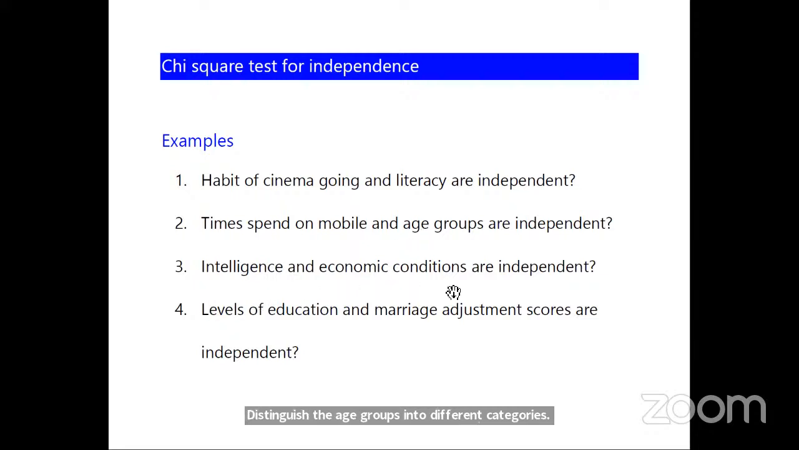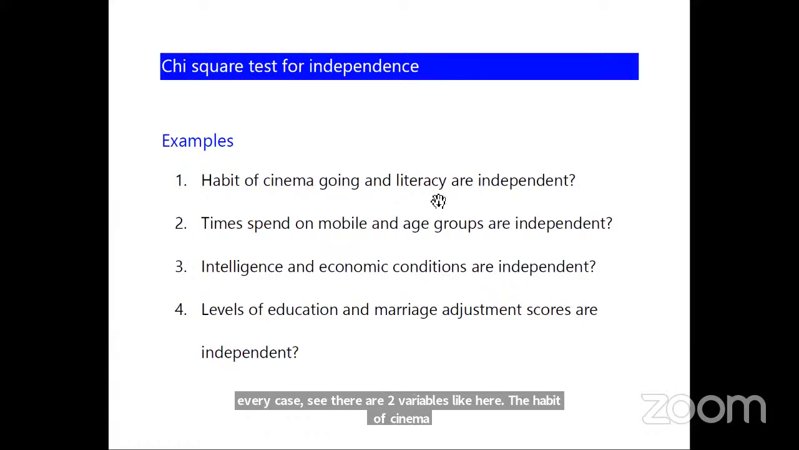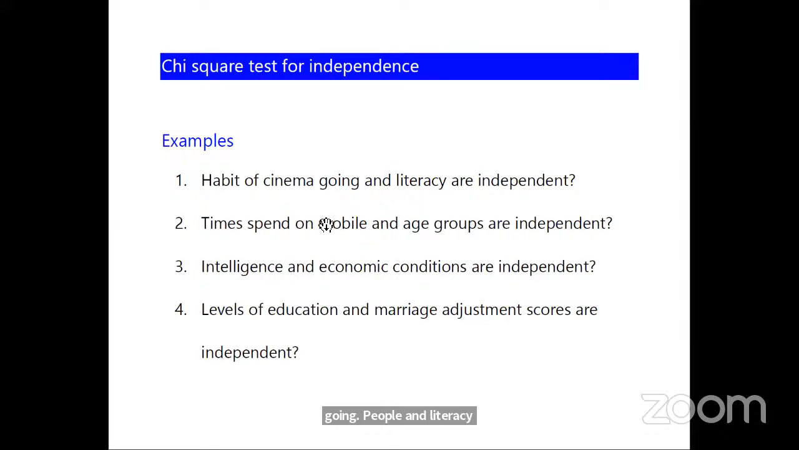Then intelligence and economic conditions are independent. Levels of education and marriage adjustment scores are independent. In every case, see, there are two variables. Like here, the habit of cinema going people and literacy, whatever their literacy level is, that you can check. And for every variable, we have to consider two or more than two categories. Like time spent on mobile, you have to categorize it like less than 1 hour, 1 to 3 hours, 3 to 5 hours, 5 to 10 hours, and age group also.